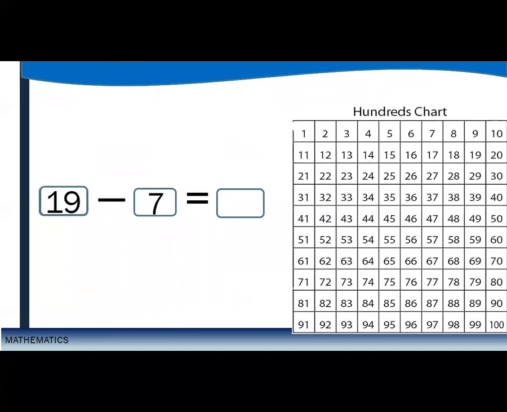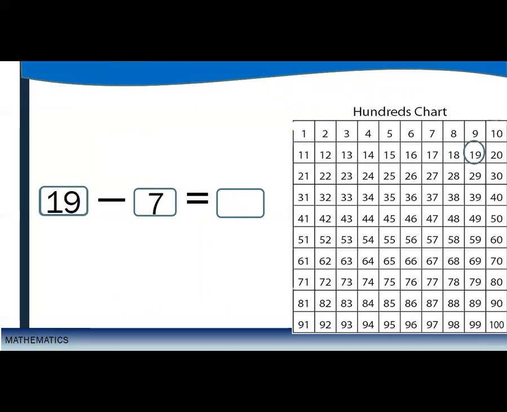Now it's time for a second example. Read along with me. 19 subtract 7 equals, and we have a box there to put in our answer. Now for this one, we will use a 100 chart to help us subtract. But first, we will identify the number 19 on the 100 chart. So there we have it.